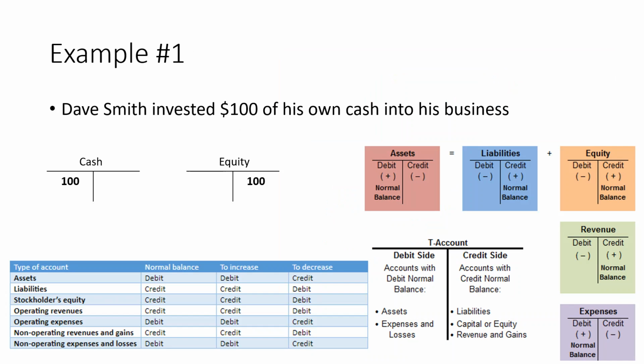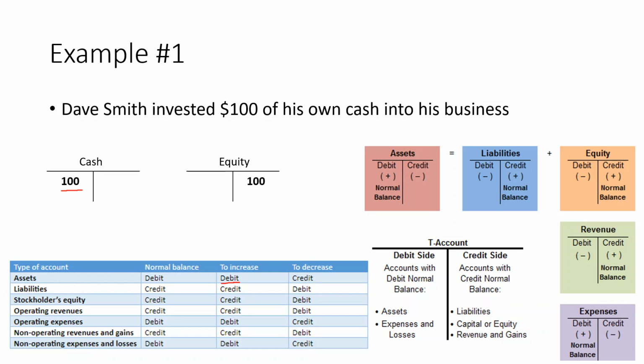Let's say we've got someone named Dave Smith. Let's say that Dave invests $100 of his own cash into his business. Well, what happens here? If we think of the transaction, we know that the business is gaining cash. And because cash is an asset, assets must increase. So if we look on the chart below, you'll notice that to increase an asset, you have to debit it, which is why we debit cash for $100.